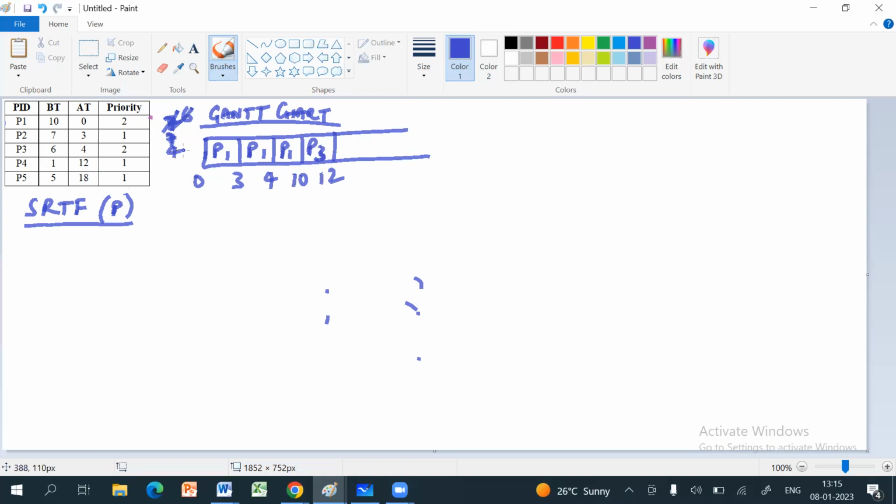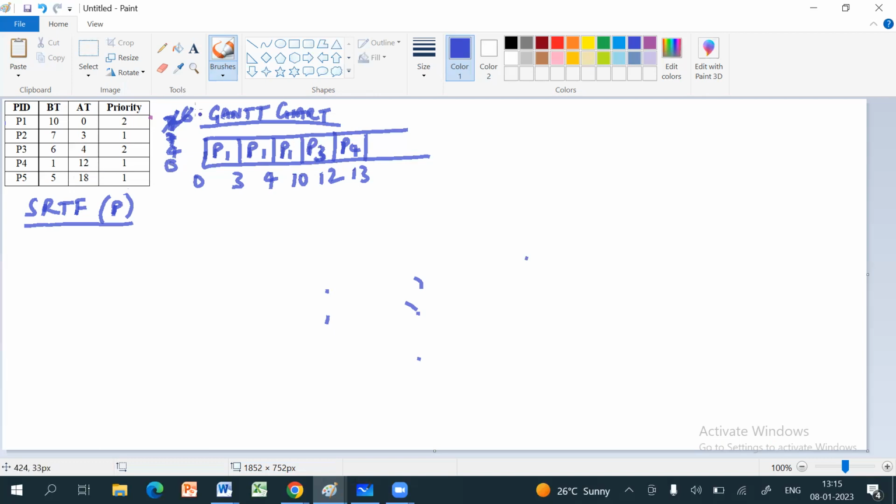Obviously, in comparing 4 and 1, P4 has the shortest remaining time, so P4 will be given a chance. It has only 1 unit of time, so it will continue till 13. And P5 hasn't yet arrived, so I'll go back to the queue. So P4 has completed, and it doesn't have any remaining time here.